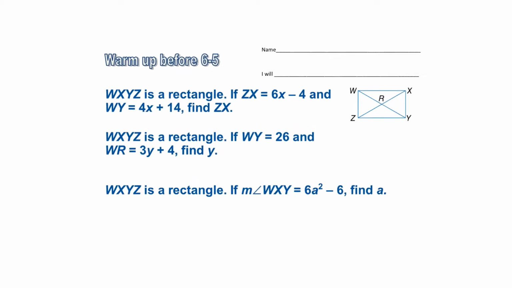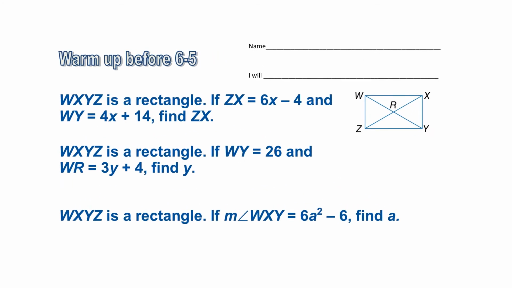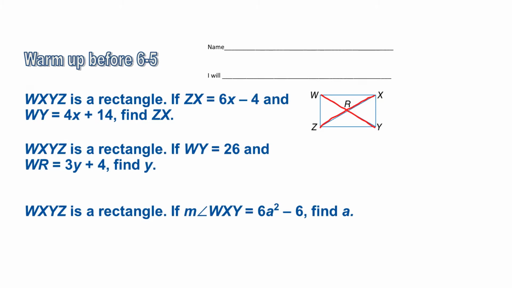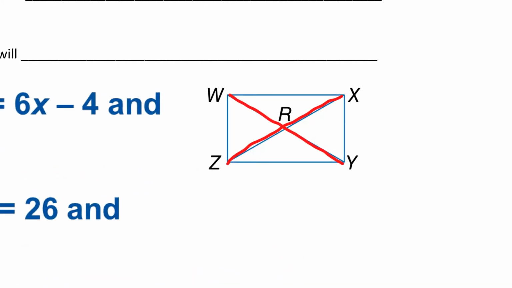Okay, so the first one says WXYZ is a rectangle, and it talks about ZX and WY. So in a rectangle, we talked about this yesterday. What do I know about those two lines right there? What do I know about those two lines? Okay, so in a rectangle, the two diagonals, what do I know about those two diagonals?